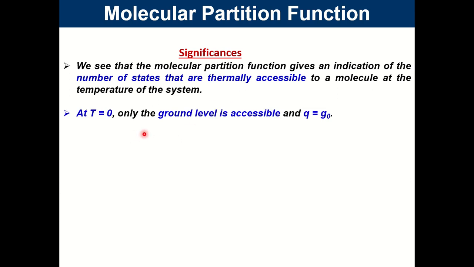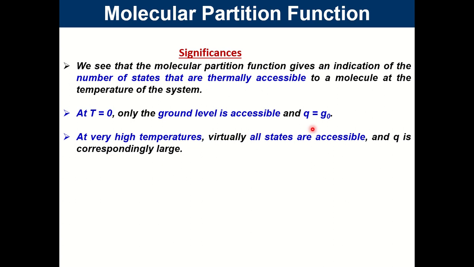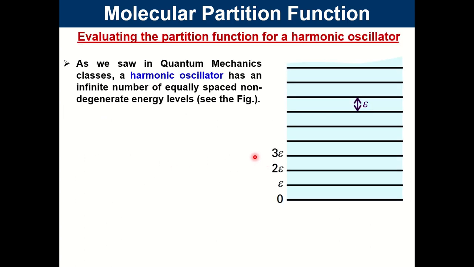So at T equal to 0, only the ground state is accessible, and q is equal to g0. At very high temperature, virtually all states are accessible, and q is a very large value. And when T is infinite, you can say this q becomes infinite.